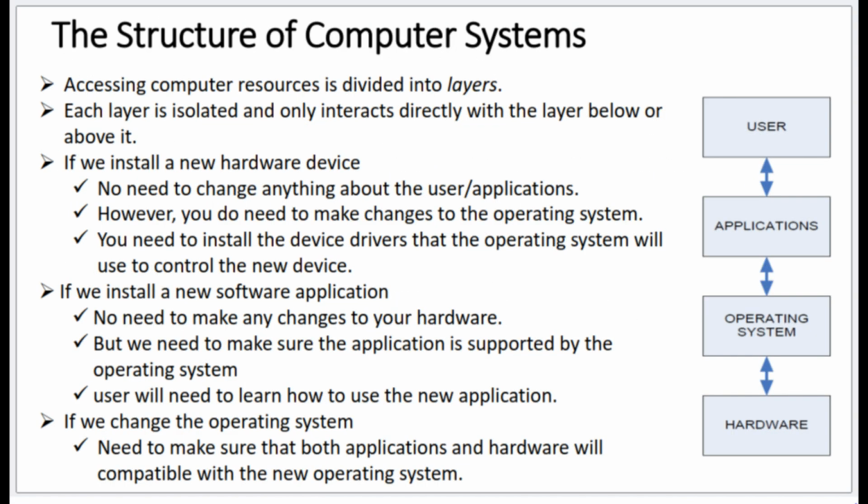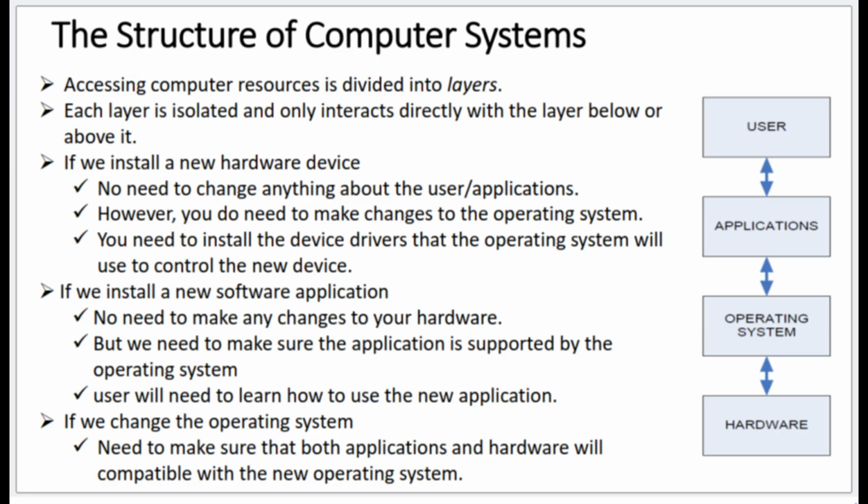The structure of computer systems. Accessing computer resources is divided into layers. Each layer is isolated and only interacts directly with the layer below or above it. If we install a new hardware device, there is no need to change anything about the user or applications. However, you do need to make changes to the operating system. You need to install the device drivers that the operating system will use to control the new device.